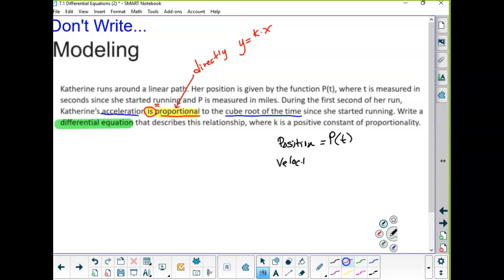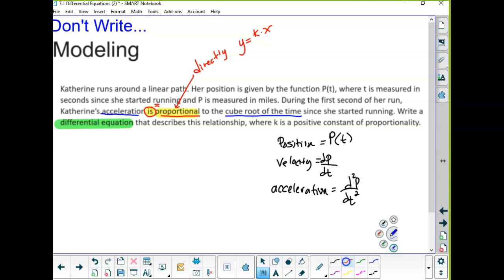We know that if I took the velocity of position, I could write this as the change in p over the change in t. So that's the derivative of position gives me velocity, and then the derivative of velocity is acceleration. So that's the second derivative. And hopefully you guys remember that from trimester 1.